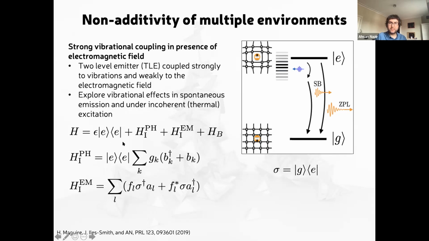Our Hamiltonian is fairly straightforward. It's just a two-level system with a ground and an excited state, and then we have a linear coupling to a bath of harmonic oscillators that represents the phonon degrees of freedom, and then a coupling to the electromagnetic field that's written in a rotating wave approximation here, with raising and lowering operators for the field, representing obviously the absorption or emission of photons when the system changes its state.